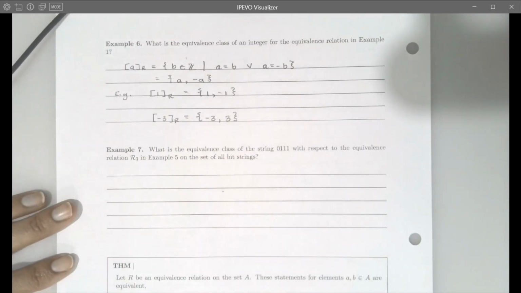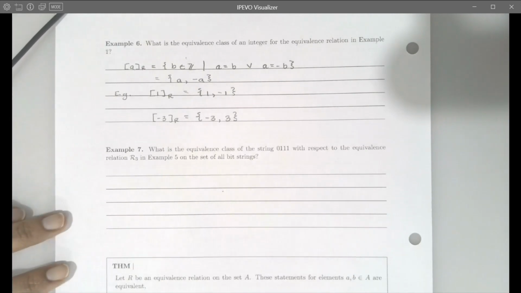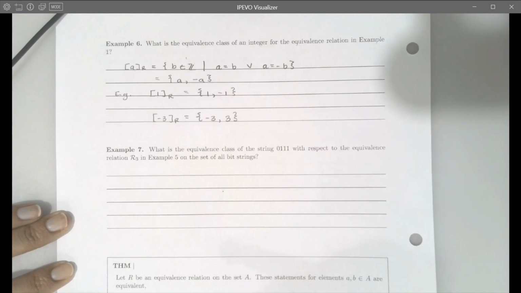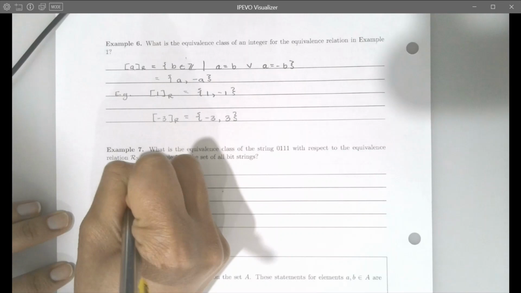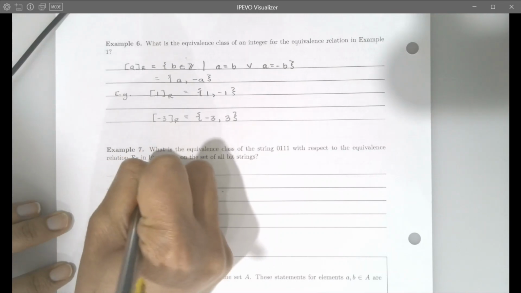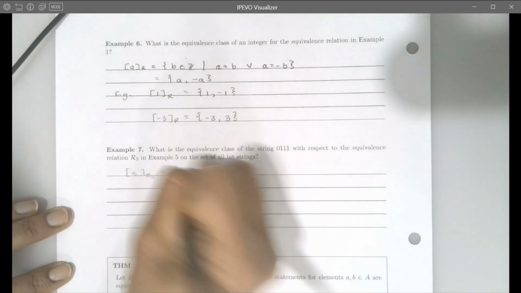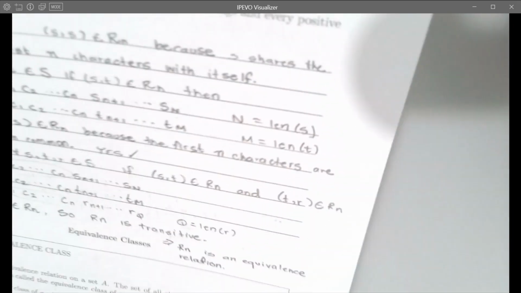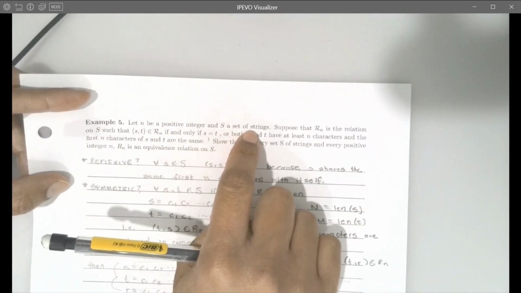Example 7 is asking, what is the equivalence class of the string 0, 1, 1, 1 with respect to the equivalence relation R3 in example 5 on the set of all bit strings? Okay, so again, let me just write down in general what the equivalence class is going to be. So S is taken from the domain of the set of all strings.